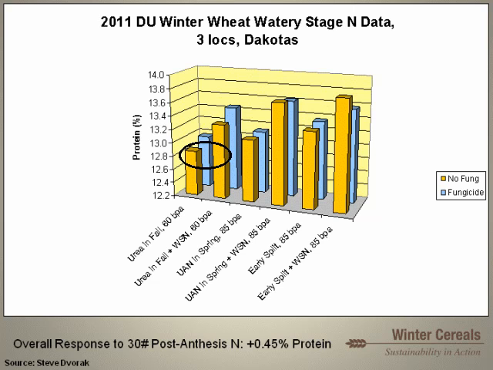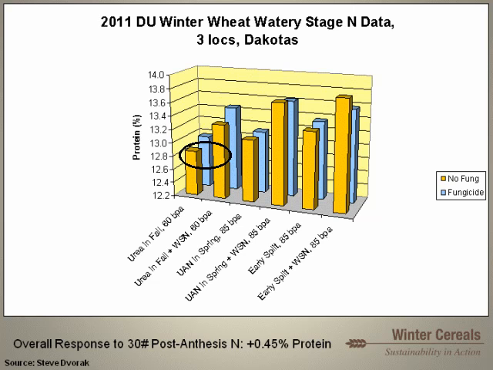What we did on those first 2 bars is we applied urea at seeding with a drill in the fall for a 60 bushel yield goal. And on the second bar, you see the increase of about 0.5% protein. That's where we added the 30 pounds of nitrogen through the 10 gallons of UAN. And it occurred both on the fungicide and the non-fungicide treated plots.